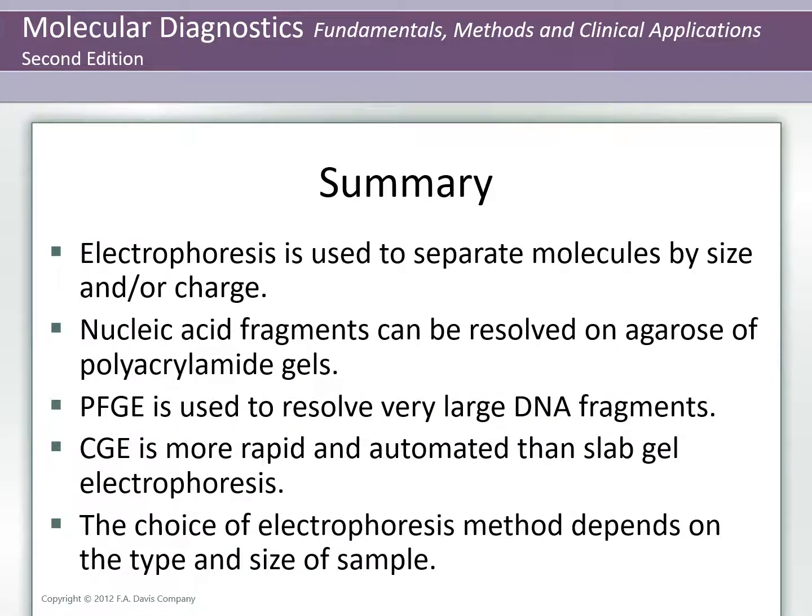Section on resolution and detection of nucleic acids. In summary, electrophoresis is used to separate molecules by size and or charge. Nucleic acid fragments can be resolved on agarose or polyacrylamide gels. Pulsed field gel electrophoresis is used to resolve very large DNA fragments. Capillary gel electrophoresis is more rapid and automated than slab gel electrophoresis. And finally, the choice of electrophoresis method depends on the type and size of sample that you're analyzing.